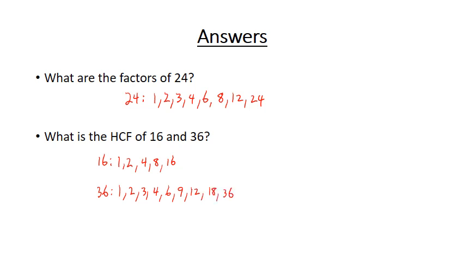I'm going to circle the common ones. So I've got 1 and 1, 2 and 2, 4 and 4. I think that's it. Therefore, my highest common factor is going to be 4, because it's the largest of the circled numbers.